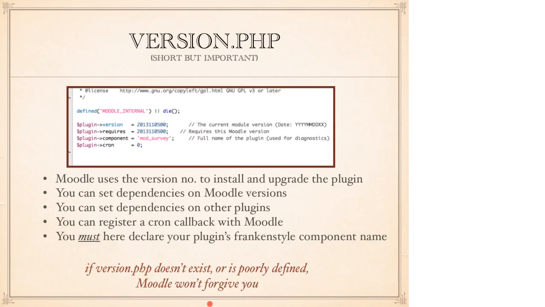And here you must and should declare your plugin's Frankenstyle component name. I'll talk about that in a minute. But if version.php doesn't exist or is poorly defined, Moodle won't forgive you. So it's really short and really simple, but get it right. And sometimes, even though your plugin will install and play nicely on machines, when you go to upload your plugin to the Moodle plugins database, Moodle will actually complain because certain information is not in your version.php, or your version.php doesn't say what it expects it should say. For example, if you don't have the precise Moodle version, if you just have like a revision version number, it may not accept that.